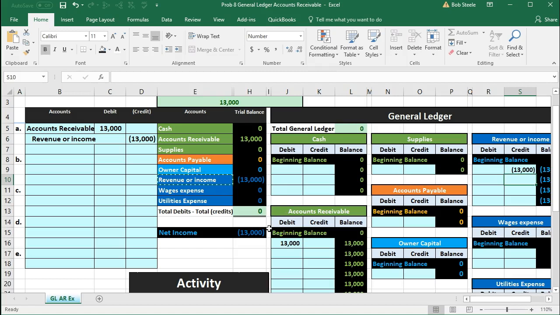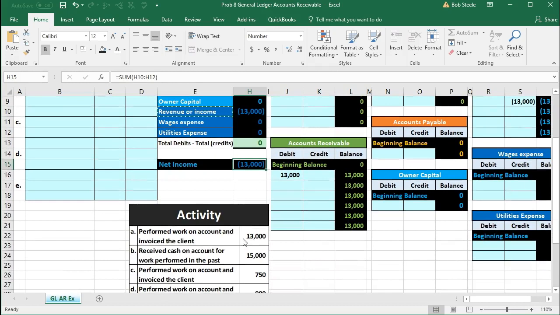Net income's at 13,000. Net income calculated as revenue minus expenses. Remember that this is revenue and we're seeing it as a credit. So that credit means we have net income. This isn't a loss. We're not working with kind of a plus and minus income statement. We're working with a debit and credit income statement. And here the credits are greater than the debits.